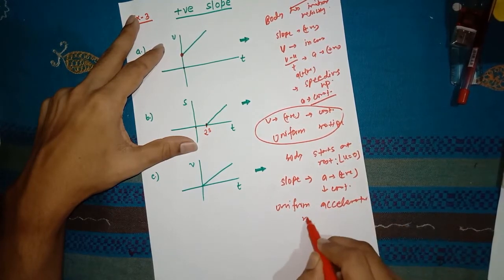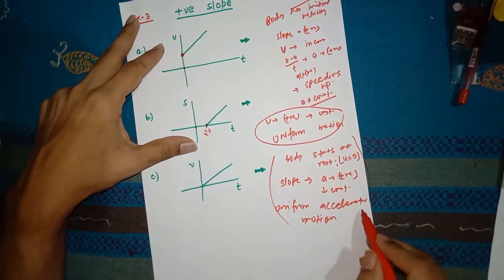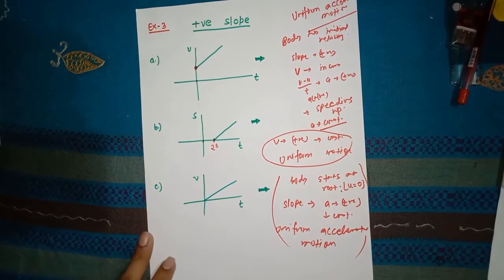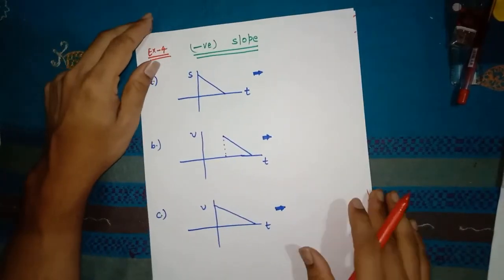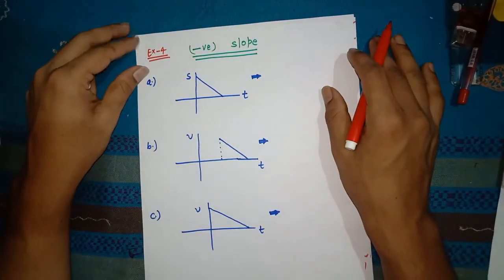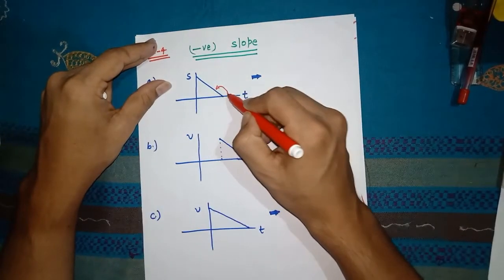Have you got my point? I think you have got my point. Now I give you the graph having negative slope. So here there are three graphs which have negative slope because all have obtuse angle with the x-axis.